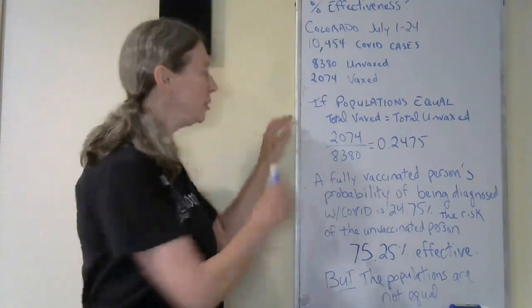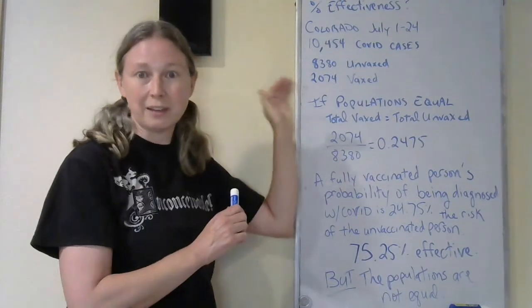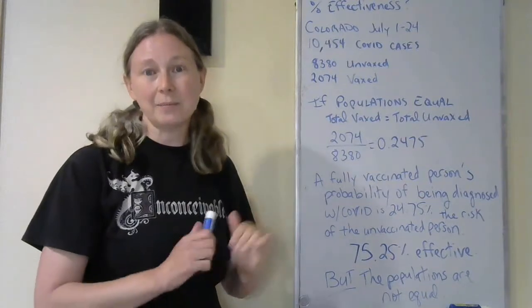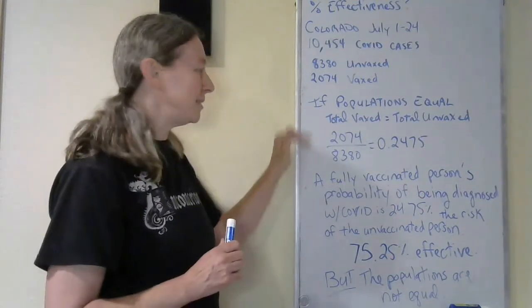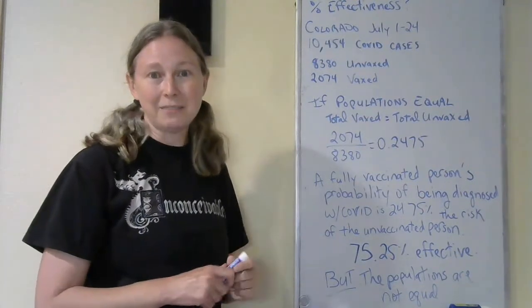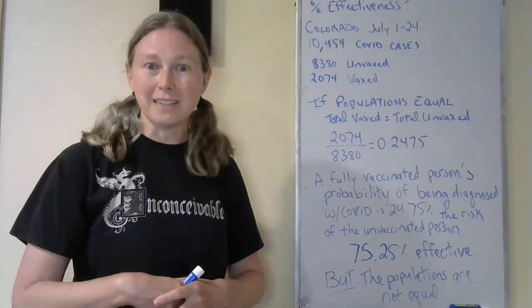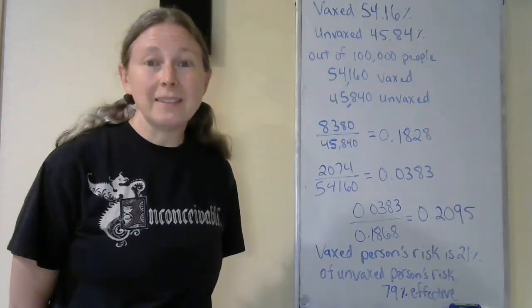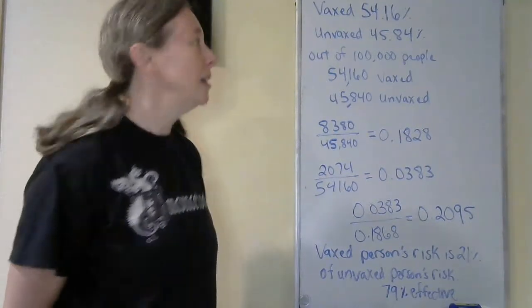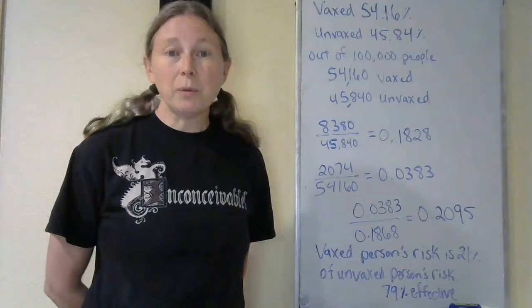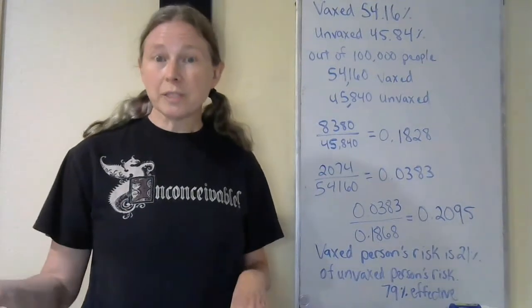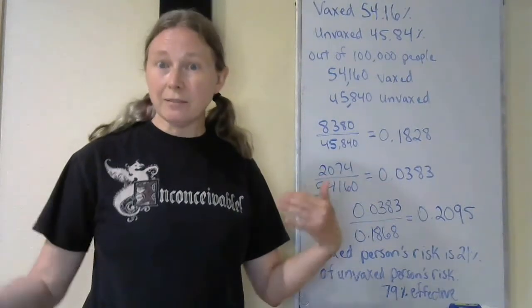However, these two populations, the total populations of the unvaccinated and vaccinated, aren't the same size. So we can't simply divide the two raw numbers and figure out the effectiveness of the vaccine. We need to scale them to the size of the populations they represent. In order to calculate the actual effectiveness of your vaccine, you have to scale the numbers of people who were diagnosed with COVID to the actual size of the populations that were vaccinated or unvaccinated.